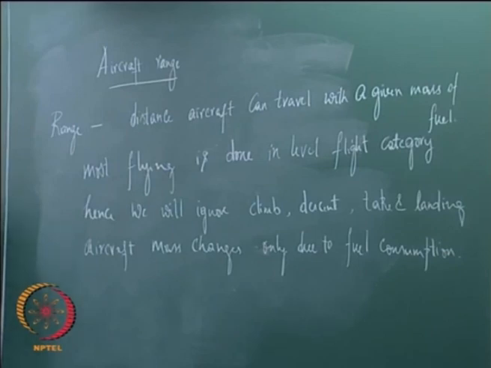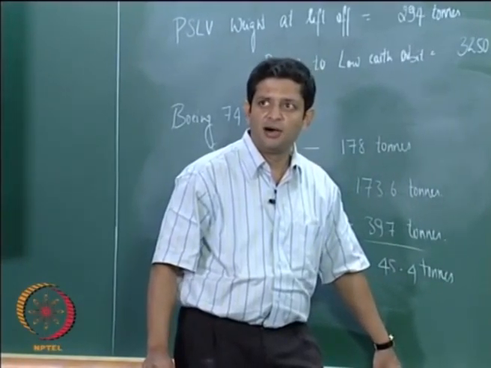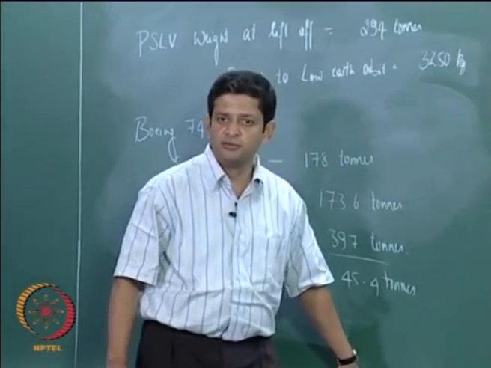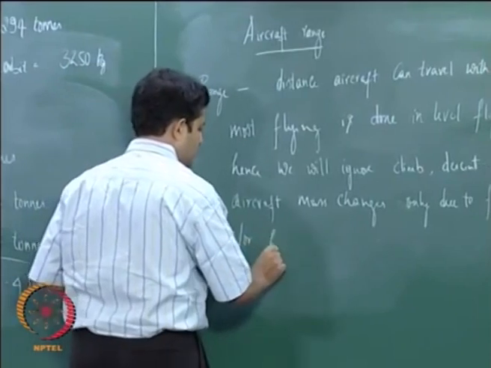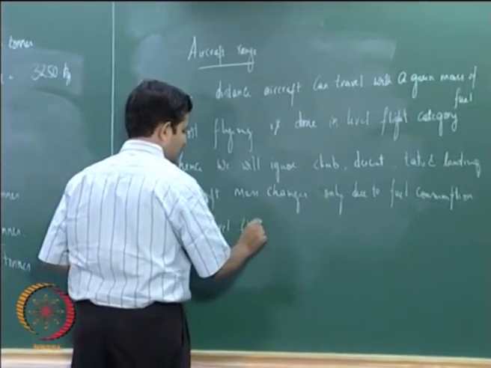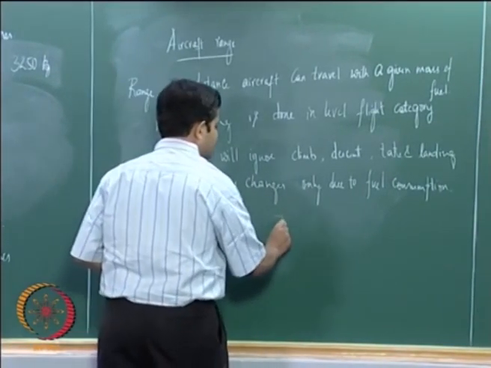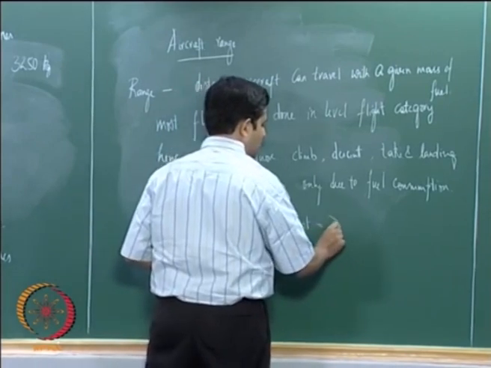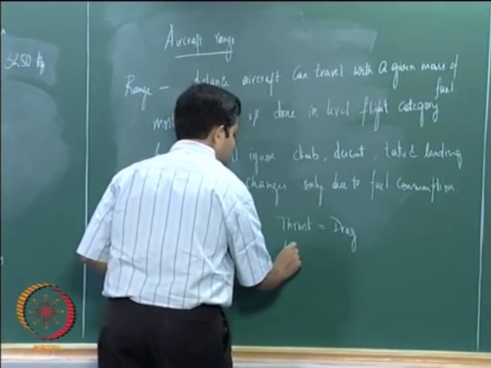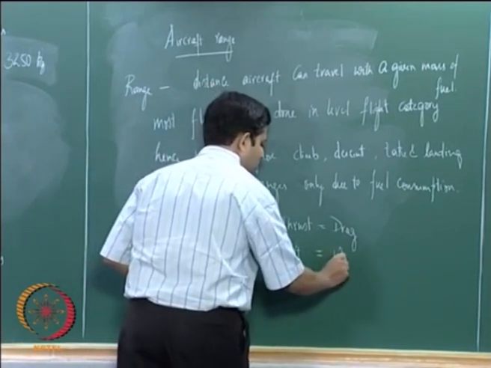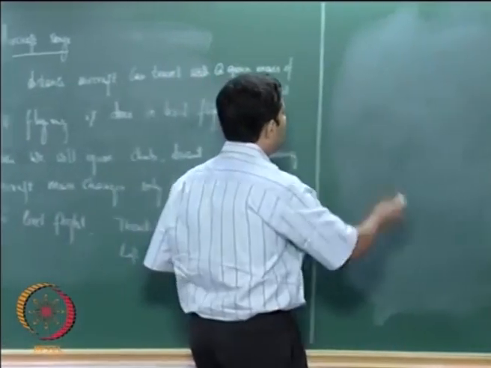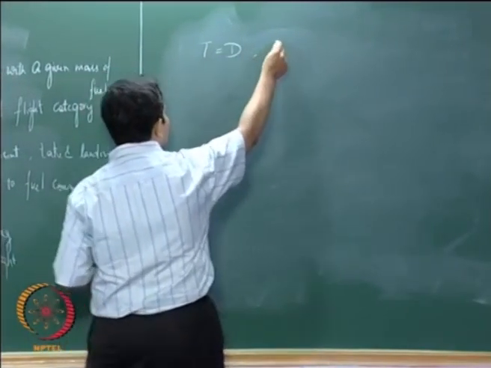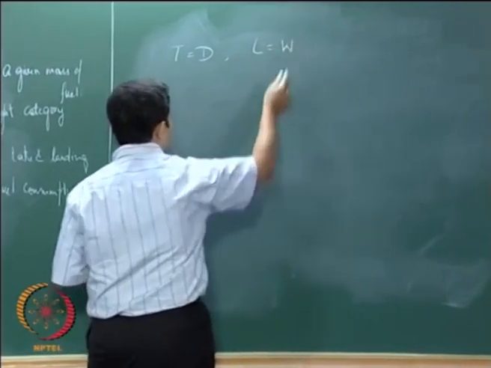Now, so we made these assumptions. Now, let's look at what is true in level flight. For level flight, thrust must be equal to drag and lift must be equal to weight. So T is equal to D and lift is equal to weight.